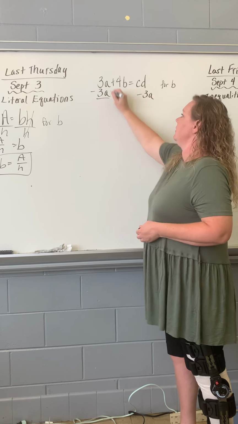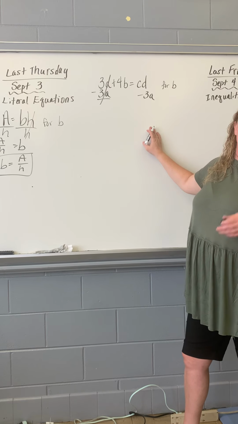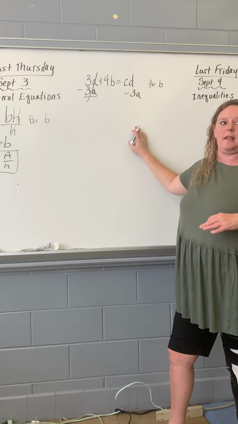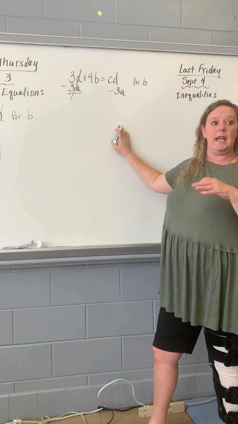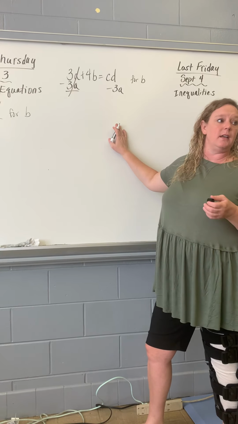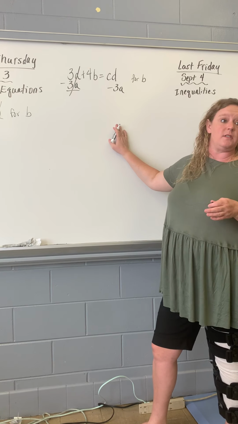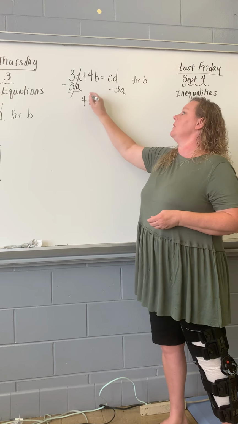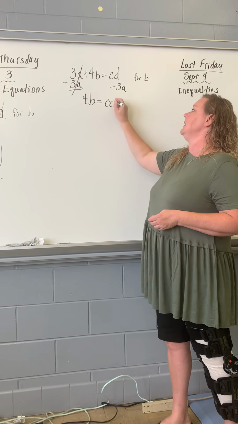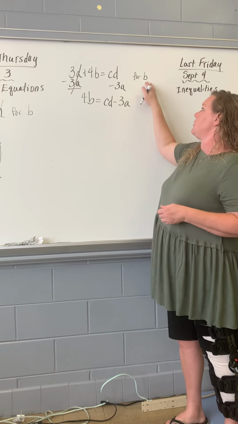Just remember, you can't put these together because they're not alike. To be like terms, to be able to add or subtract them, they've got to be the same letters to the same exponent. So if it's an x and an x, I can put it together as a 2x. If it's an x squared and an x, I can't put it together, they're not to the same exponent. So on this side, what I'm left with is 4b is equal to cd minus 3a, and just leave it like that.